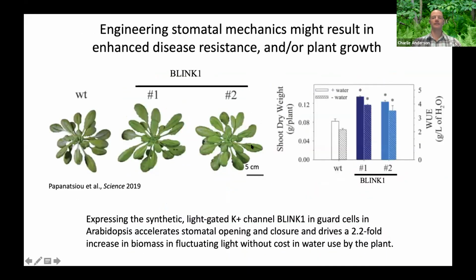I would also point out that other groups are engineering stomata to enhance plant performance. So here they actually used an engineered potassium channel, and potassium channels are one of the things that drives stomatal opening. They engineered that to be light responsive and found that the plants were able to use water more efficiently when they put in this engineered potassium channel. So it's a pretty cool way of modifying the efficiency of the plant.